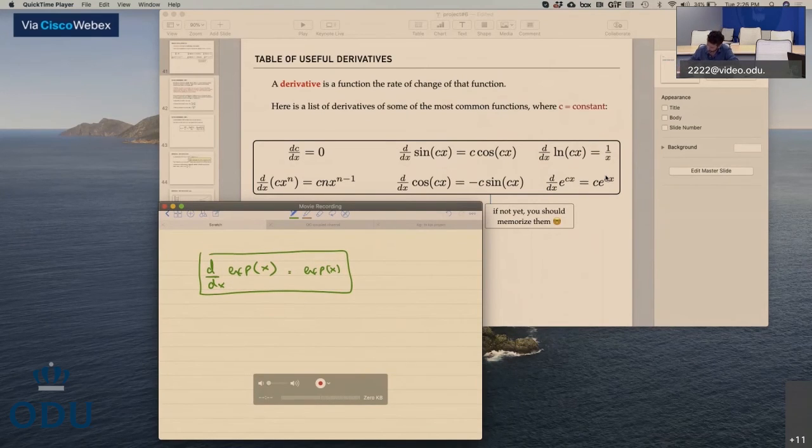The second one is the derivative of sine of x. If we look at the table, we have the derivative of the sine of c times x is equal to c times cosine of c times x. Well, c is equal to 1, so this is just equal to cosine of x. And I can keep doing this for the other ones.